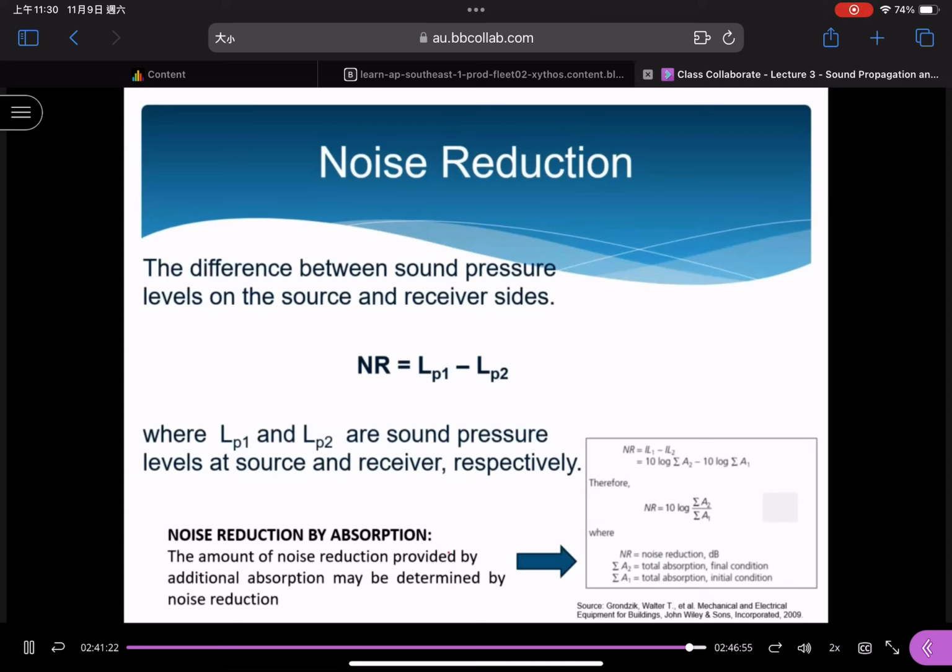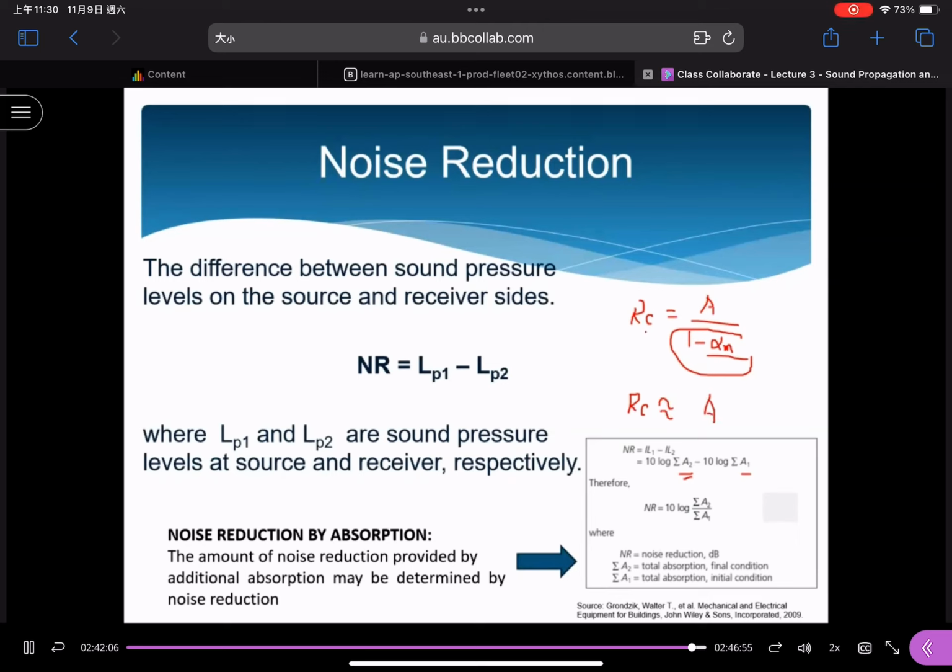But this is a simple form. This is a simple form for this one, because do you still remember that we use the RC? RC is the room constant to find out this one. Okay, in this case, they just assume that alpha m is very small. When alpha m is very small, it means that the term is almost equal to 1. So that's why the room constant is approximately equal to A.